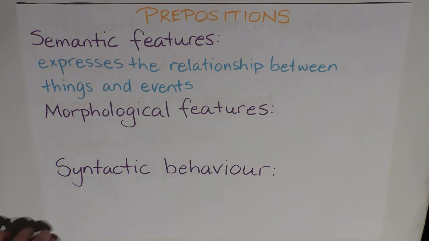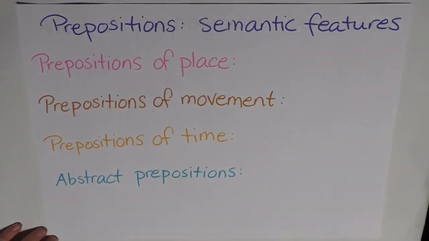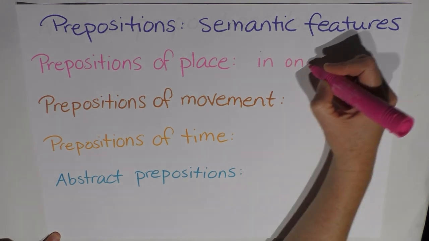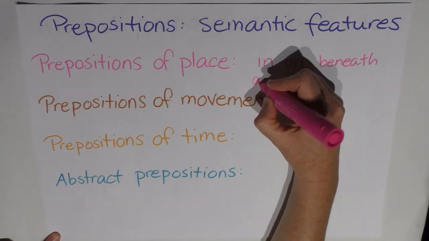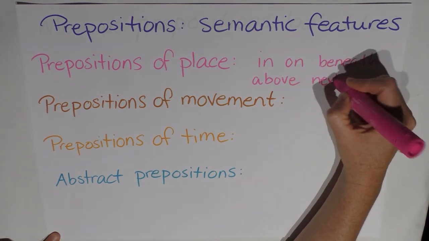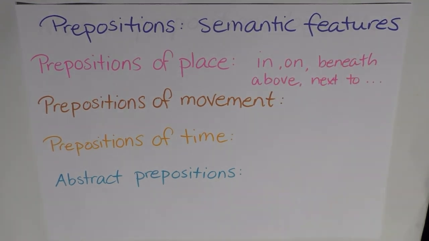Now I think I might just pop this out the way a moment so that we can delve a little bit further into that. So there are lots of different types of prepositions. They can describe where something is, and that's in relation to prepositions of place. Examples of prepositions of place are things such as in, on, beneath, above, next to, beside, in front of, behind, and so on. Lots and lots, but they're all showing where something is.